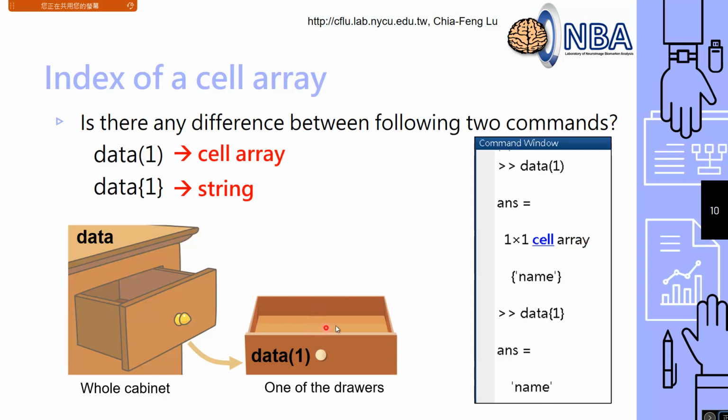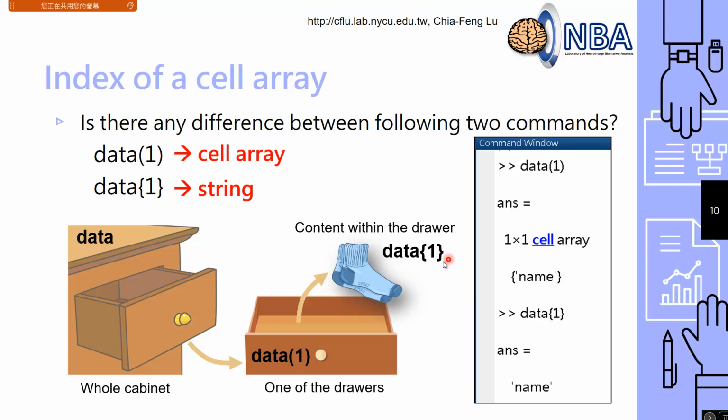But if you really want to get out the content, for example, there are 2 socks within this drawer, you should use these curly brackets right here. It will help you to actually get out the content. Okay, it will allow you to access the content. So when you use data with the curly brackets, it will help you to get what is actually stored within this drawer. So basically, this is a string. So you can see the difference right here.